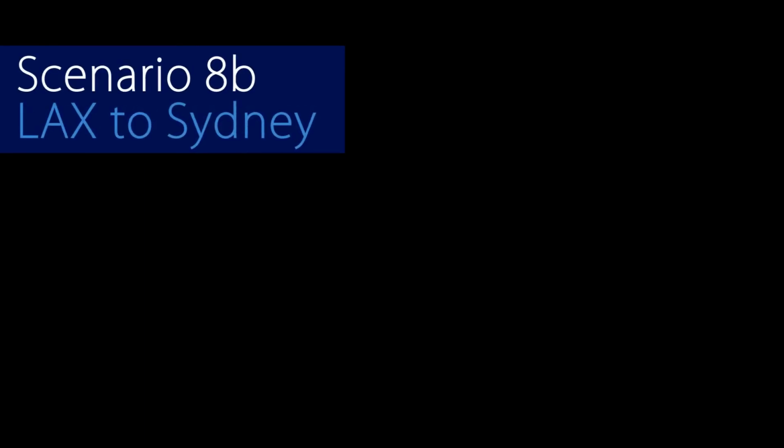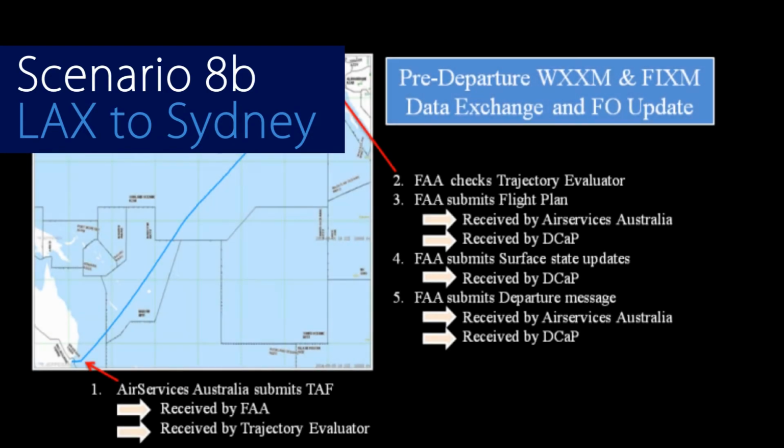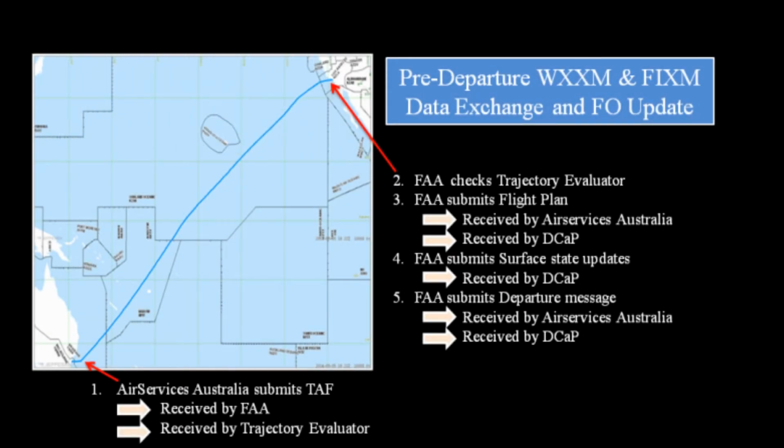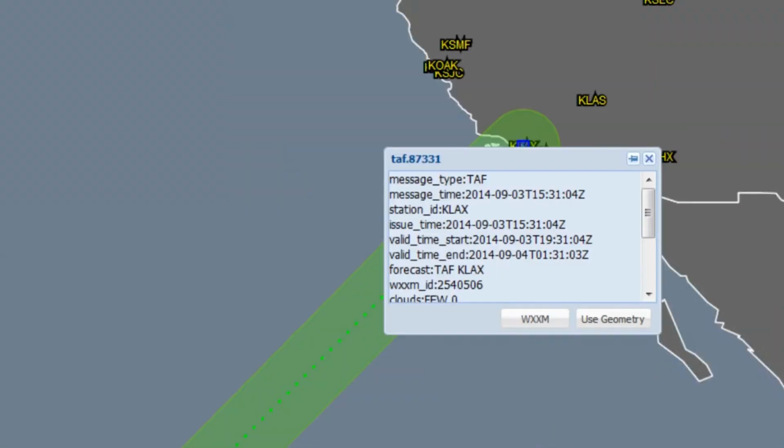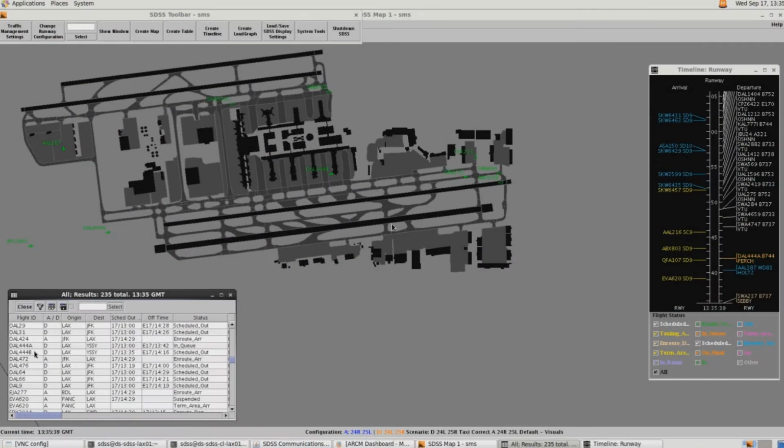AIXM and WXXM information sharing was demonstrated in Scenario 8B. Trajectory Evaluator was used for the evaluation of terminal area forecast, which was indicated by a green square icon. Surface Decision Support System, or SDSS, was used to demonstrate the ground movements.